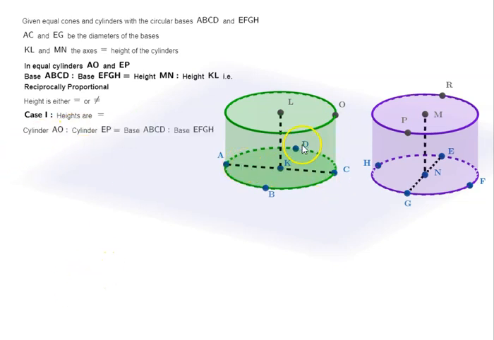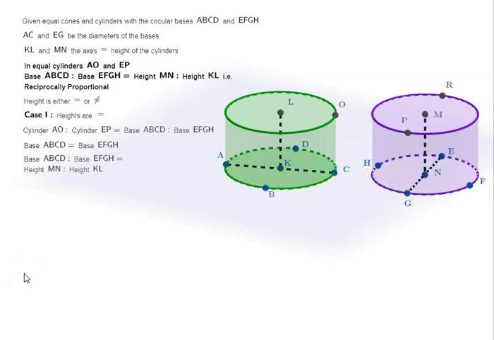Cylinder AO is to cylinder EP as base ABCD is to base EFGH. We know cylinders are proportional to their bases. Now, since cylinder AO is equal to cylinder EP, that means the bases are also equal. Base ABCD is equal to base EFGH. And reciprocally, we can say base ABCD is to base EFGH as height MN is to height KL, because the cylinders are equal, the bases are equal, and the heights are also equal.